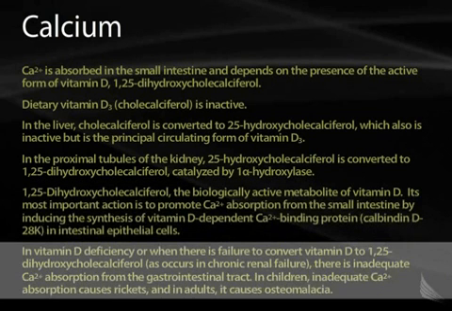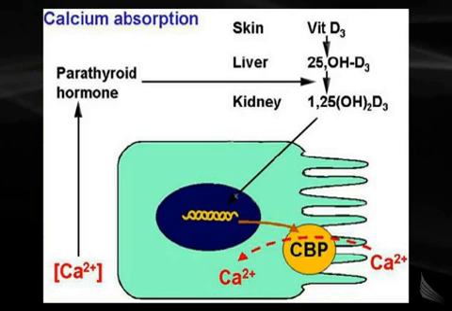When there's vitamin D deficiency, there is a failure to convert vitamin D to 1,25-dihydroxycholecalciferol. This can occur, for example, in chronic renal failure when 1-alpha hydroxylation does not take place. Inadequate calcium absorption takes place from the GI tract. In children, inadequate calcium absorption presents as rickets, and in adults it presents as osteomalacia.